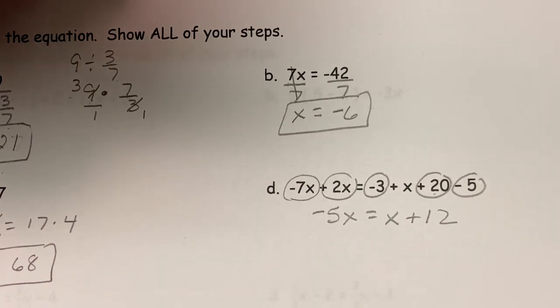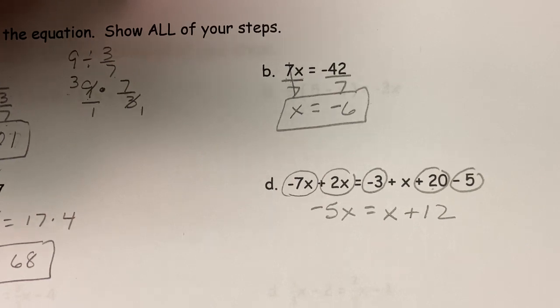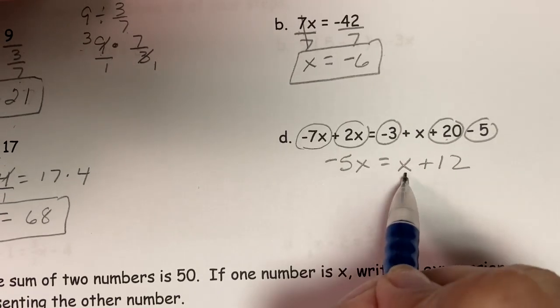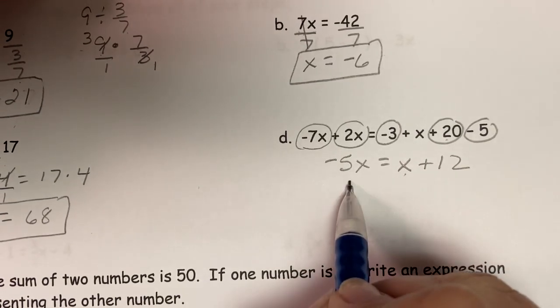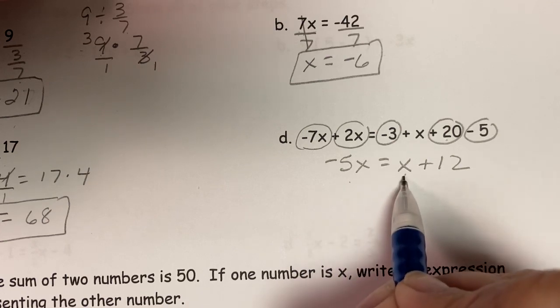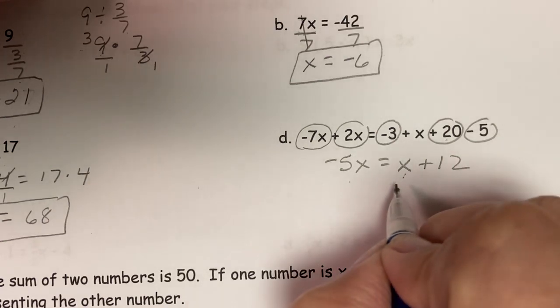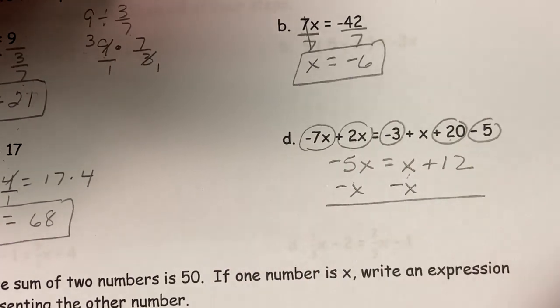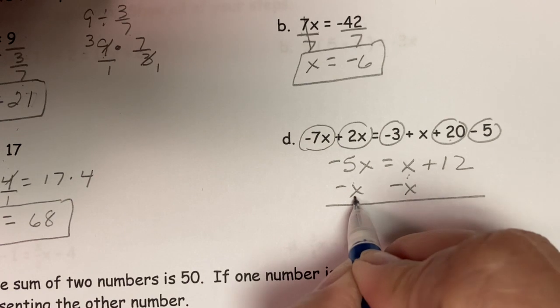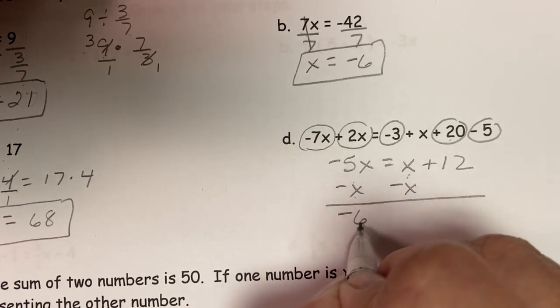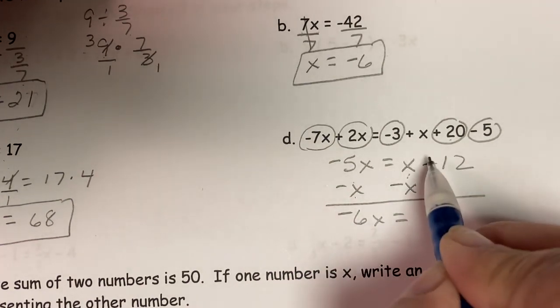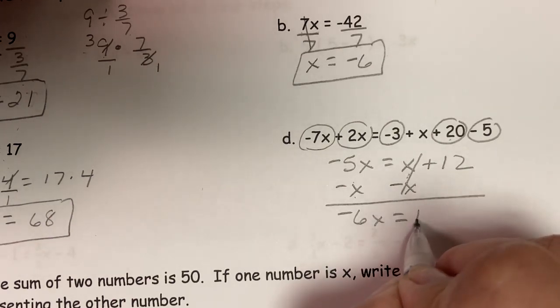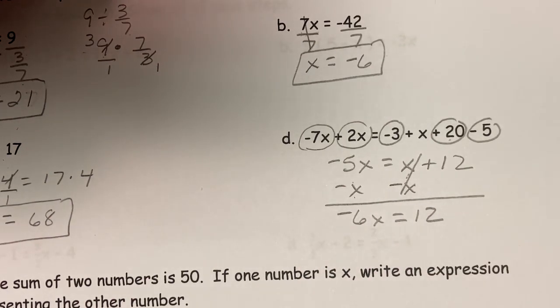So we have variables on both sides of the equal sign. Remember, we need to gather them all to one side. So in other words, if I want my variables on the left-hand side of the equal sign, I need to get rid of this positive x. How do I get rid of that positive x? I'm going to subtract x from both sides of my equal sign. Negative 5x and negative x is negative 6x. On the right-hand side, the x's are going to cancel, and you're going to be left with a positive 12.